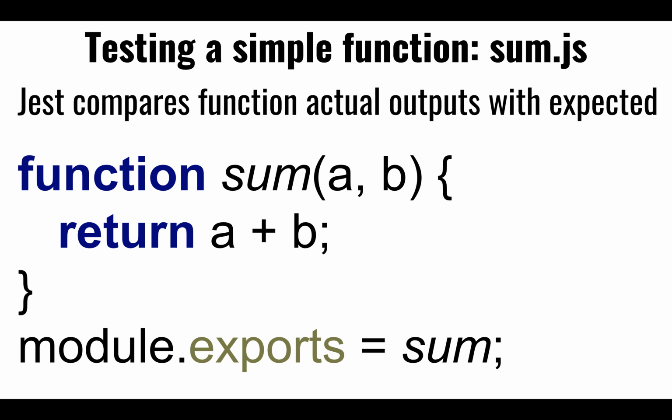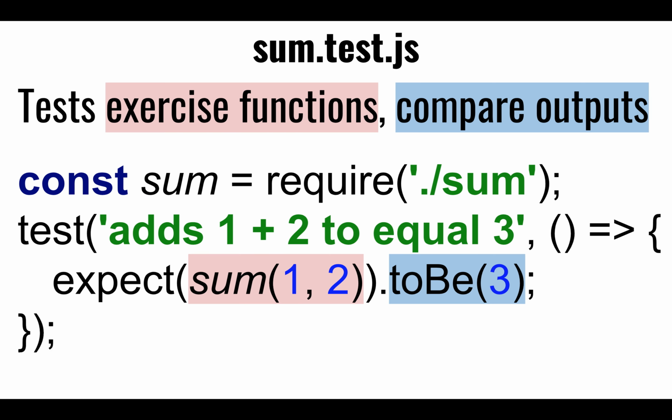So anybody who wants to use this function outside of the file can import, or require, this file, and then call the sum function from outside of this file. That's a Node.js mechanism for implementing dependencies between different modules.